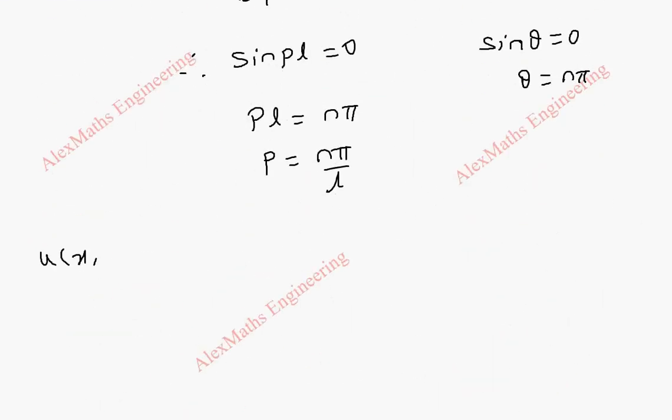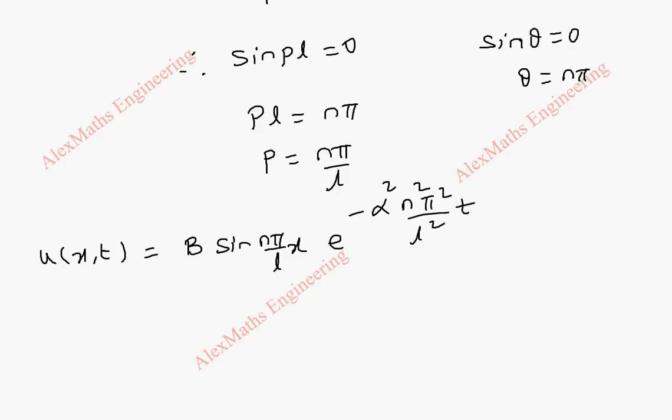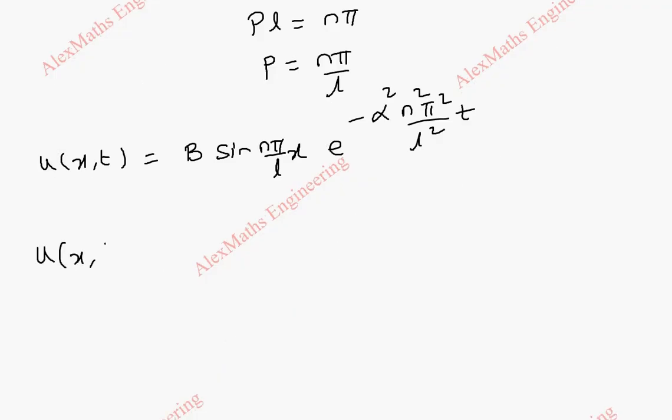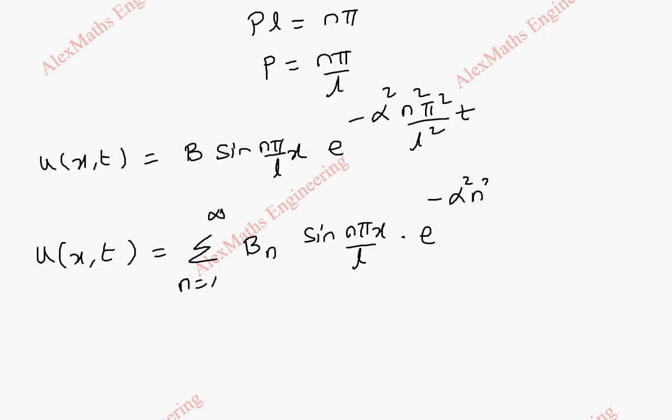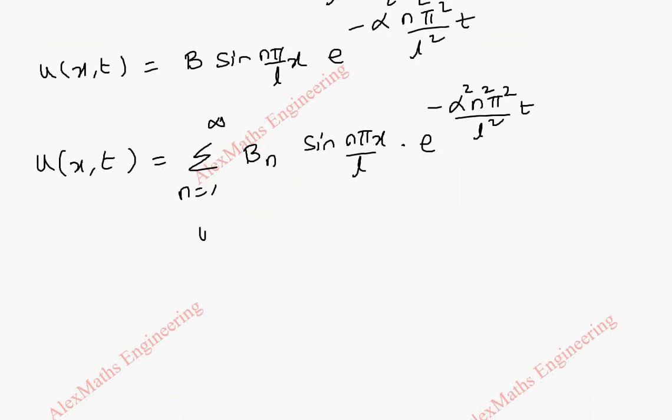So u(x,t) becomes B sin(Px), where P is n pi by L, times e power minus alpha square P square, which is n square pi square by L square, into t. Now we can write this as u(x,t) equals the summation from n is 1 to infinity of the constant b written as bn, sin(n pi x by L), e power minus alpha square n square pi square by L square into t. We are going to use the third condition.